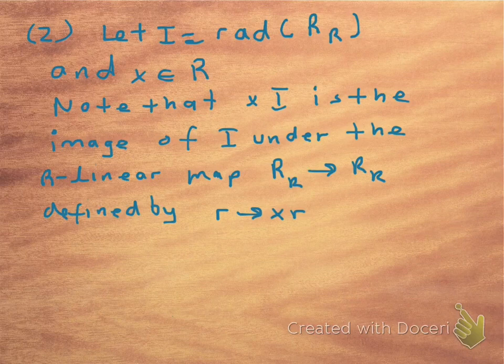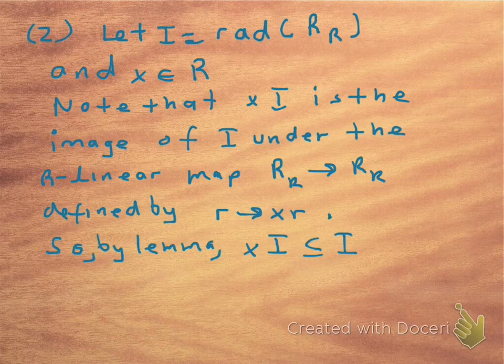And being R linear simply means a module homomorphism, so being a module homomorphism, it preserves the radical. Namely, it takes the radical into the radical. So we have xI contained in I. This proves that it is an ideal.